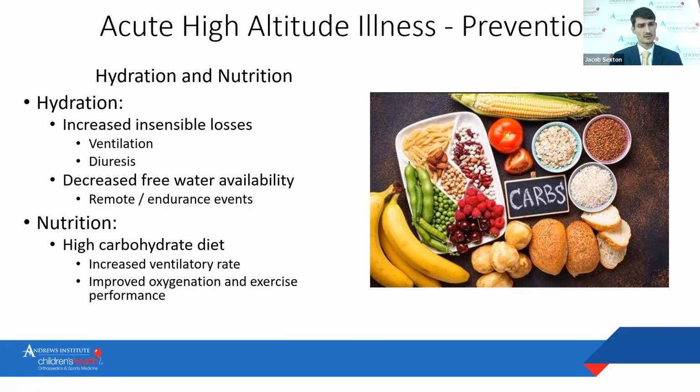intra-competition, and post-competition. The other thing is that in these high altitude, high exposure events, there's typically decreased free water availability, because we're dealing with remote endurance training events. So you have to make sure there's free water access for these individuals. The other thing is to consider a high carbohydrate diet. That helps improve your ventilatory rate and will also help improve your oxygenation and exercise performance while at altitude.